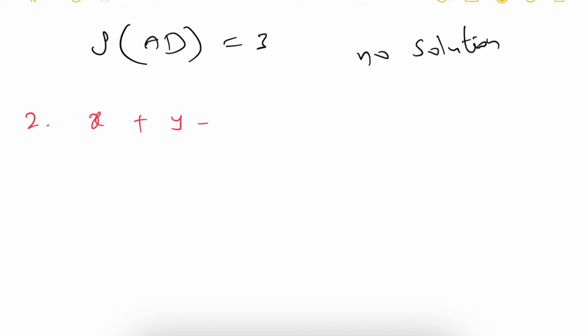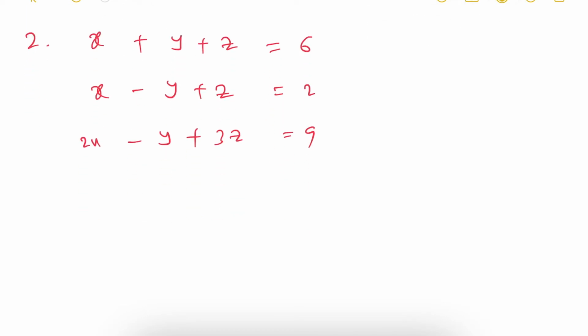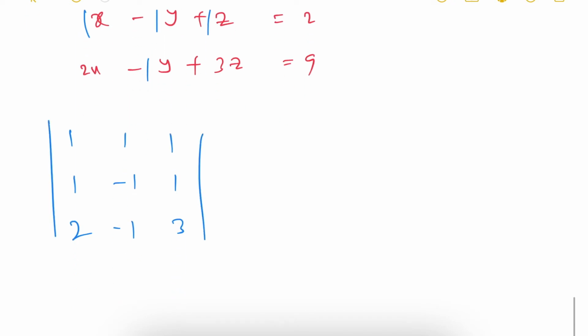x plus y plus z is equal to 6. x minus y plus z is equal to 2. Then 2x minus y plus 3z equals 9. So first we need to write the A matrix. Okay, let us check now. x coefficient, y coefficient, z coefficient, that is 1 1 1. x coefficient, y coefficient, z coefficient 1 minus 1 1. 2 is the x coefficient, y coefficient minus 1 and z coefficient 3. So this is the matrix A.